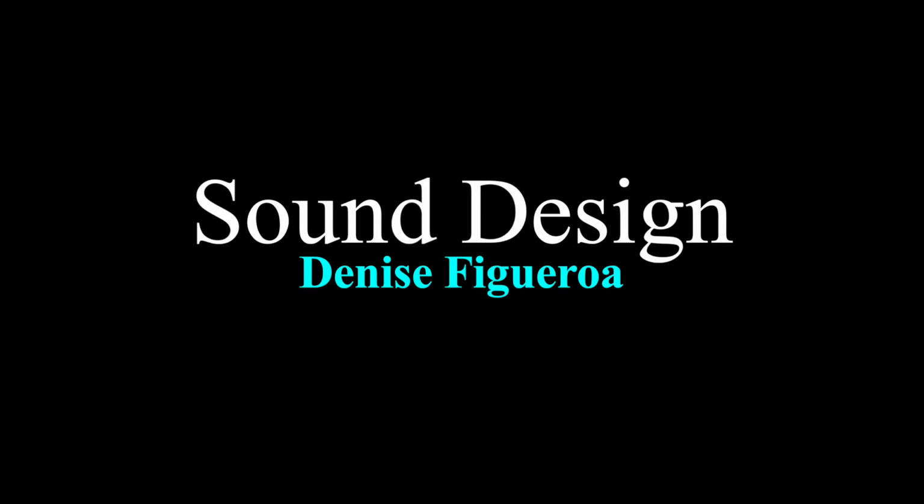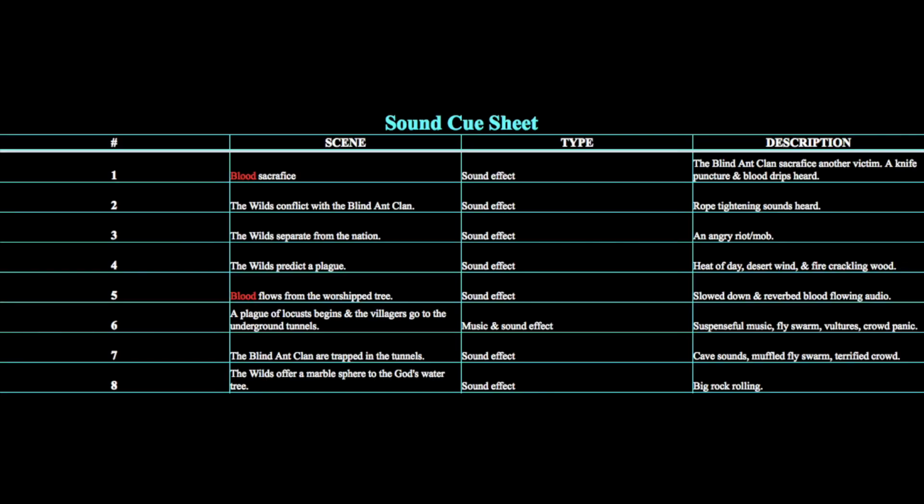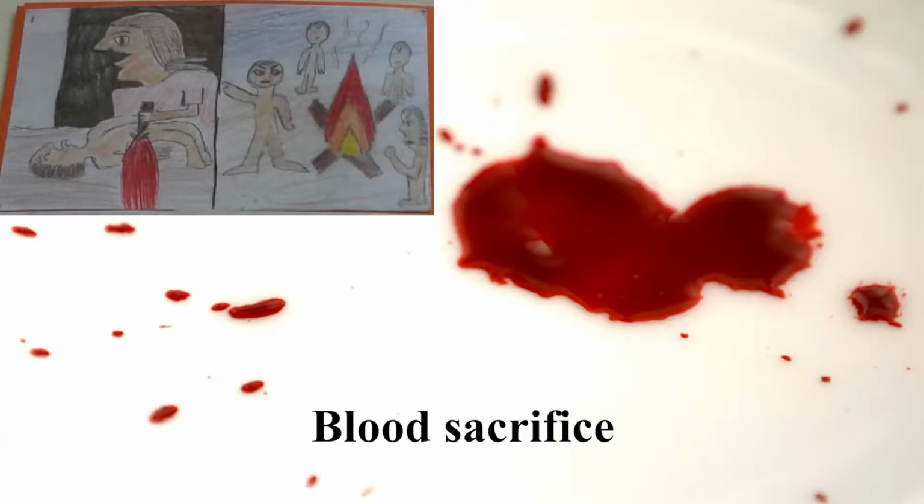My name is Denise Figueroa, and I was the sound designer. I created a cue sheet for the sounds that would play throughout, and all the sounds depended on what was going on in the scene. The first sound is from a sacrifice scene where you will hear a knife stab followed by a blood drip with ambient noise in the background.